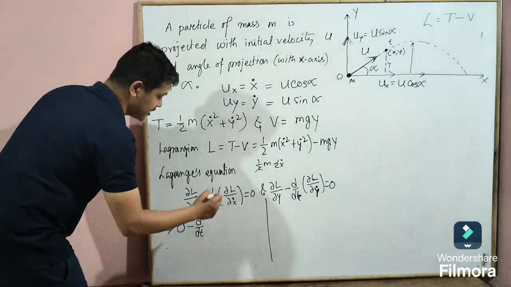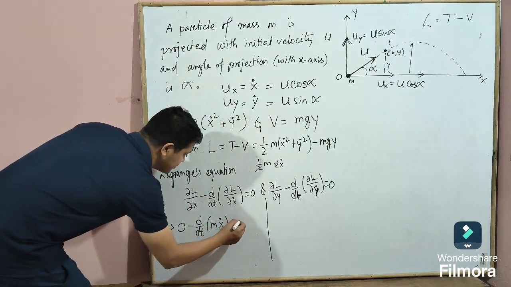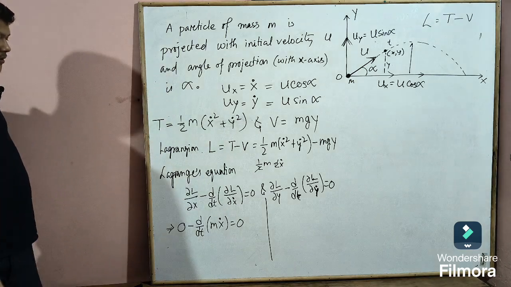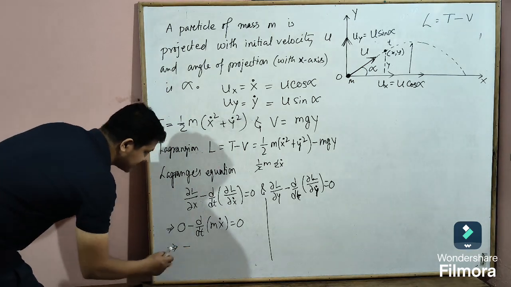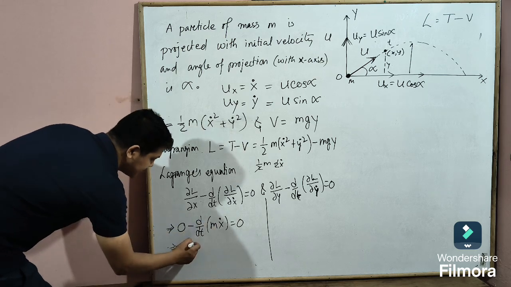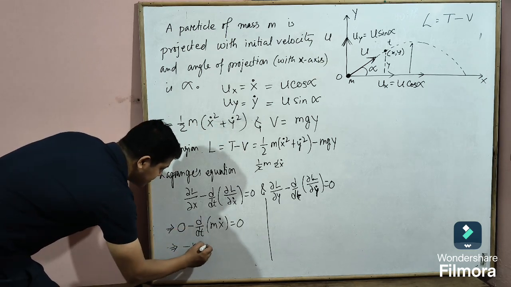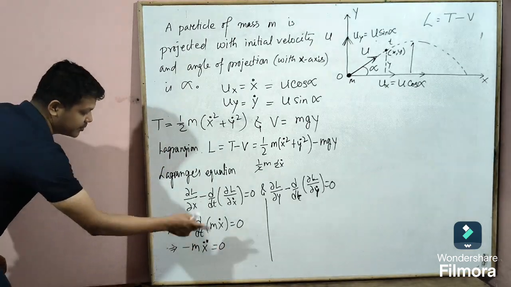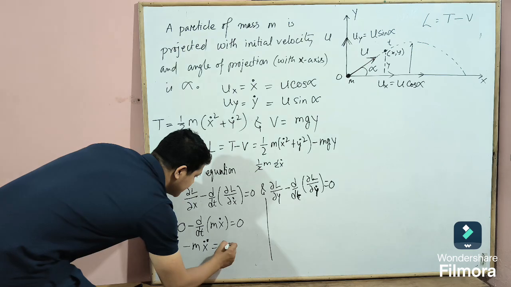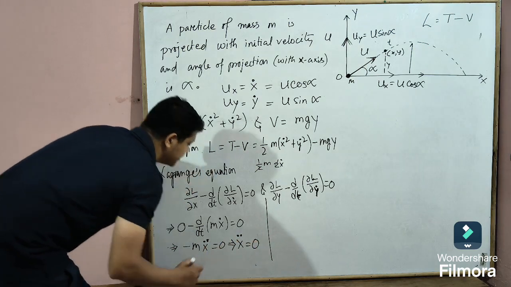So what we're going to have is minus the time derivative of m x dot, equal to 0. If you differentiate with respect to t again, it gives x double dot, and if you divide both sides by minus m, it implies x double dot is equal to 0.